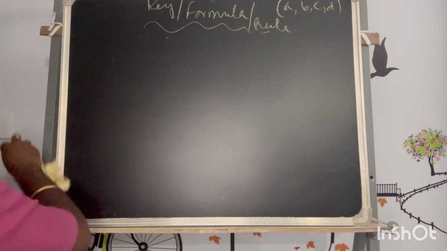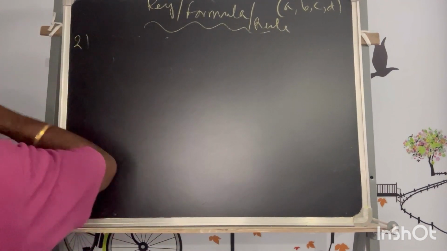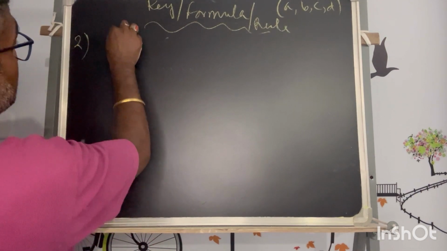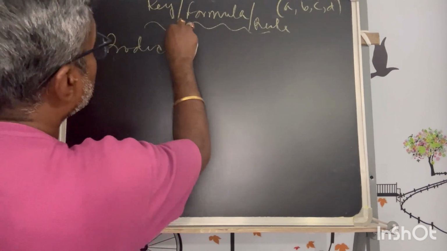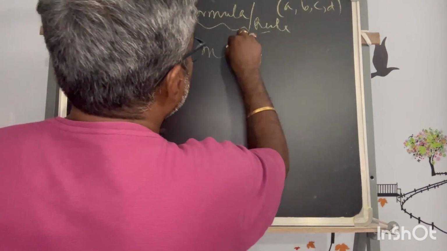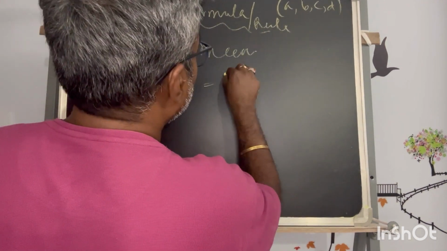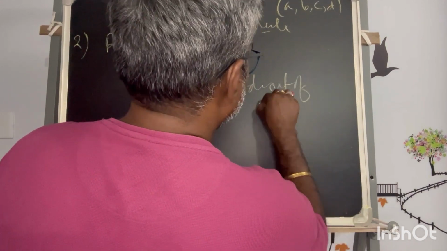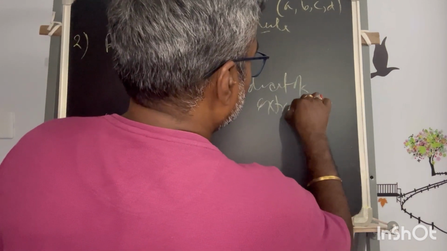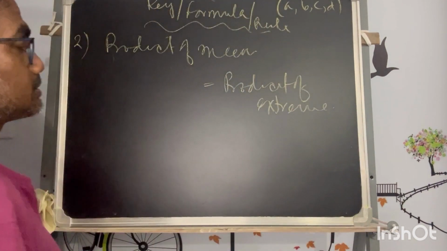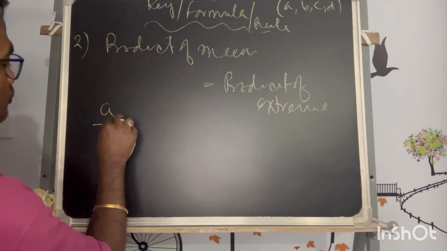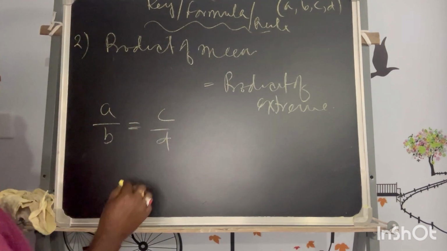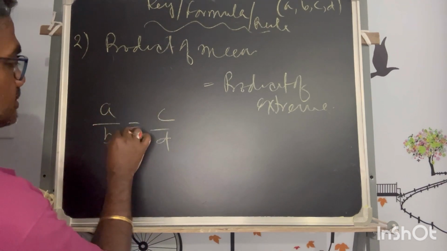The second is that the product of means is equal to the product of extremes. This is also very easy to understand, because if I say two ratios, a by b is equal to c by d, then these are called the extremes, and these are called the means.